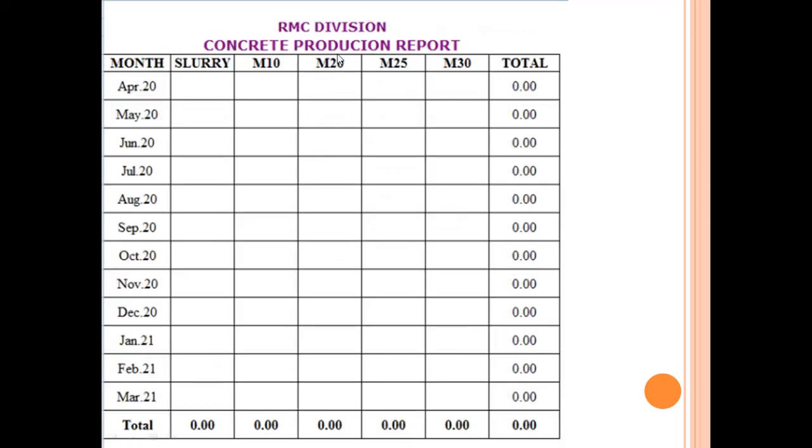Then the RMC division concrete production report. This is the concrete production report, and this is important. For the months of April, May, June, July, August, up to March, these 12 months, what will be the concrete production? That is slurry concrete production, and M10, M20, M25, M30 concrete. For each month we need to calculate. So this report is the yearly report. The monthly report, I have earlier shown you the format, the same format is there.